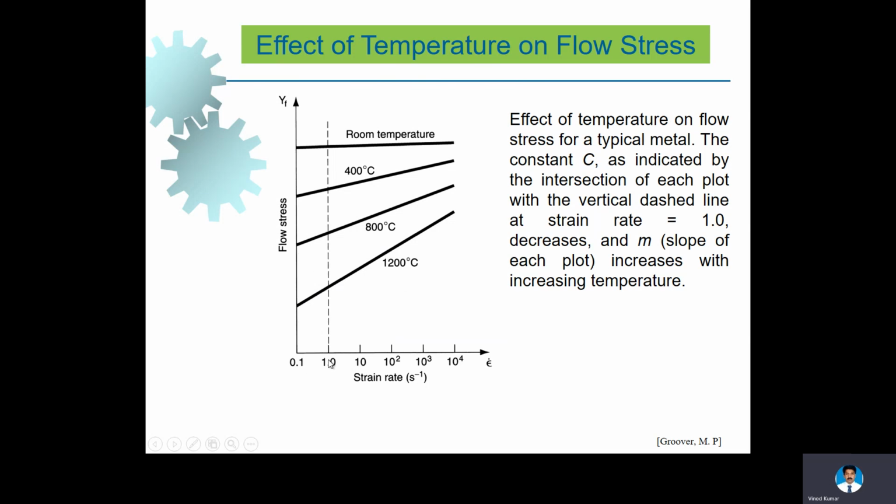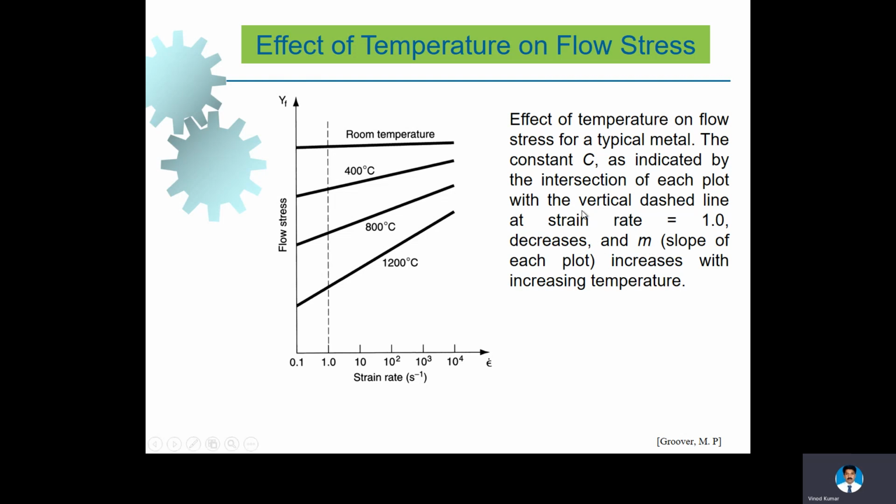As indicated by the graph, you can see the value of C, the flow stress at unit strain rate. If you take unit strain rate, that means strain rate 1, what is the flow stress? What is the value of C for 1200 degrees, 800 degrees, 400 degrees, etc.? You can see here that as temperature increases, the value of C decreases. And m, the slope of each line: as temperature increases, the value of m increases.